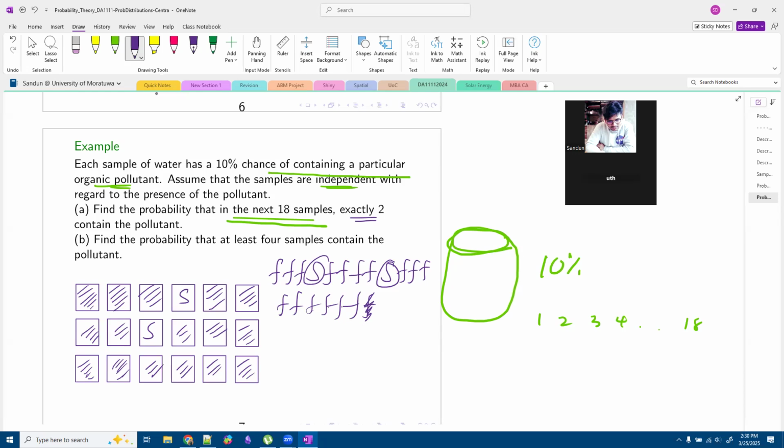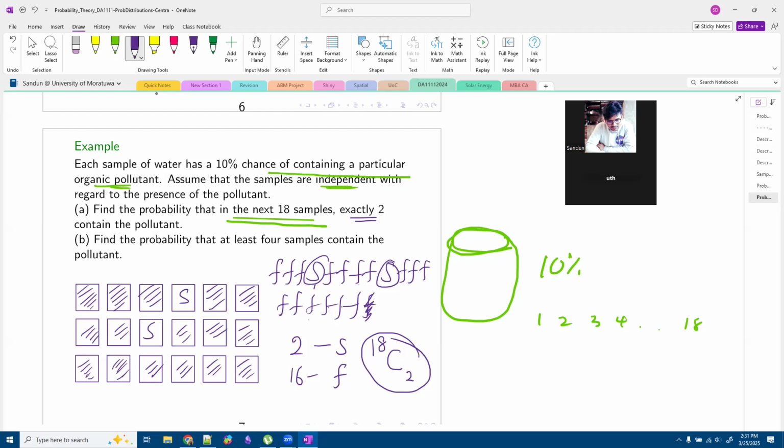Now look at the example. It doesn't say where you find the 2 that contain the pollutant. It can be here, or this S can be somewhere there. So you have 2 S's and 16 F's. It's a matter of organization: in how many ways can you organize this? All right, that is 18C2.